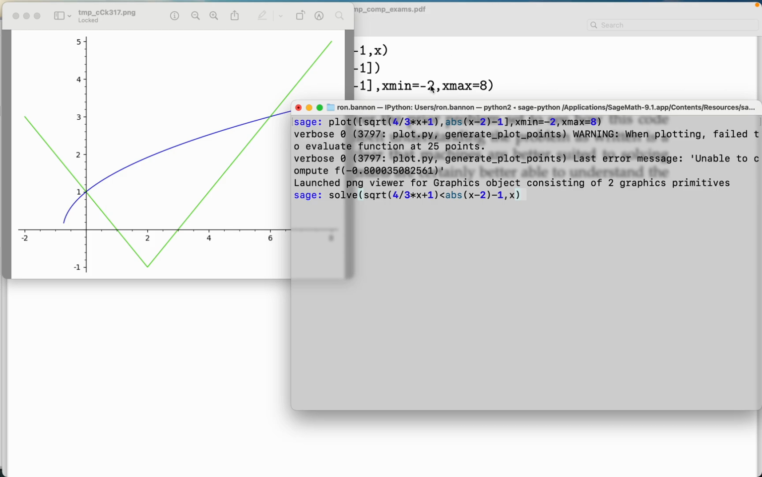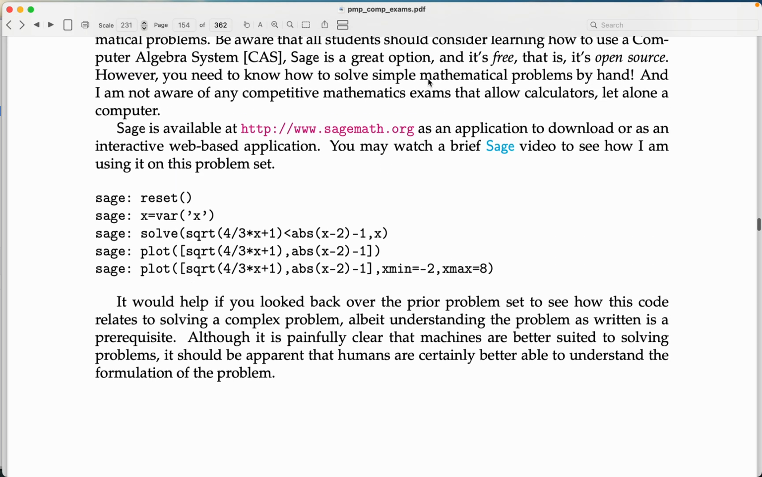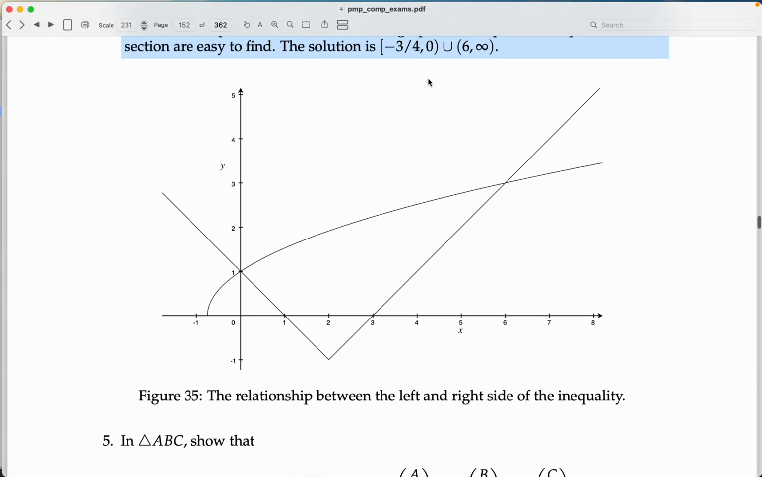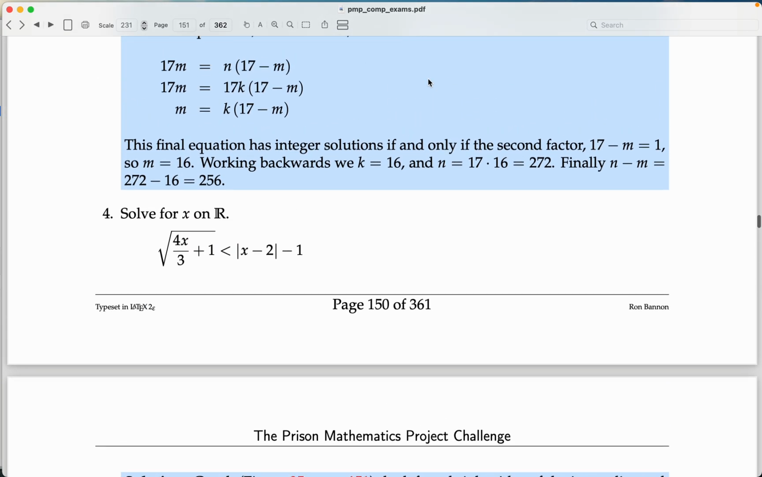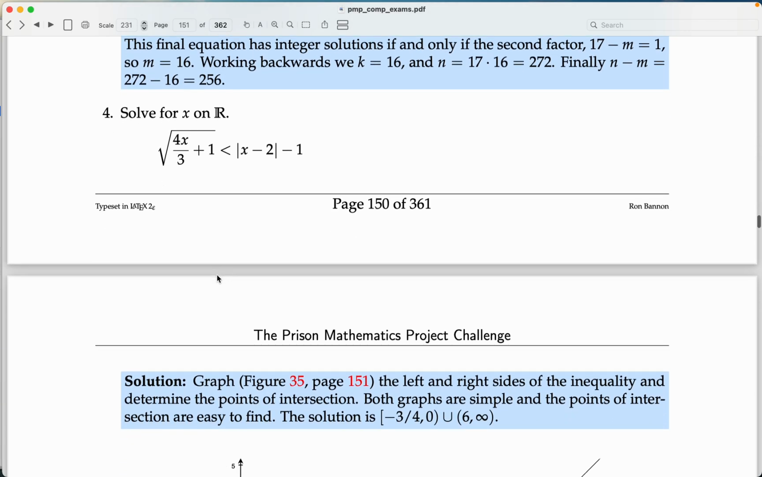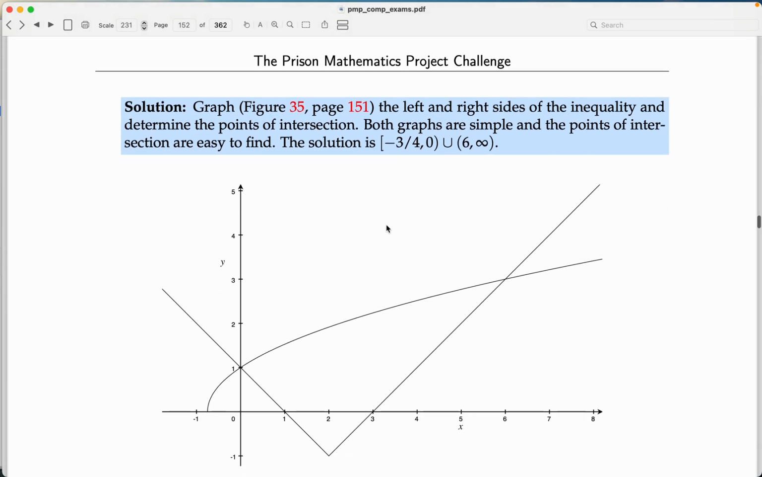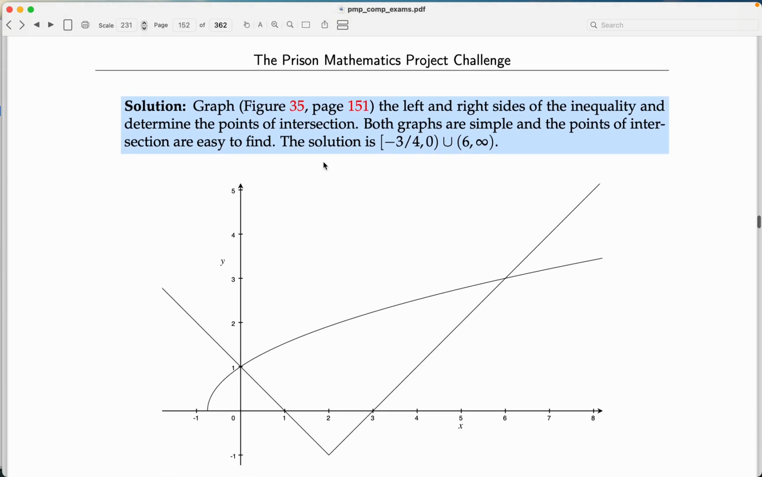But again, remember how we did this. We went back here. I know it was tough. I did do the graph, by the way. And this is the problem that we're talking about right over here. I hope you remember what I said before and looked at my graph. And I understand it's a better looking graph. Minus 3/4 to 0. That's this loop over here. And then 6 to infinity.